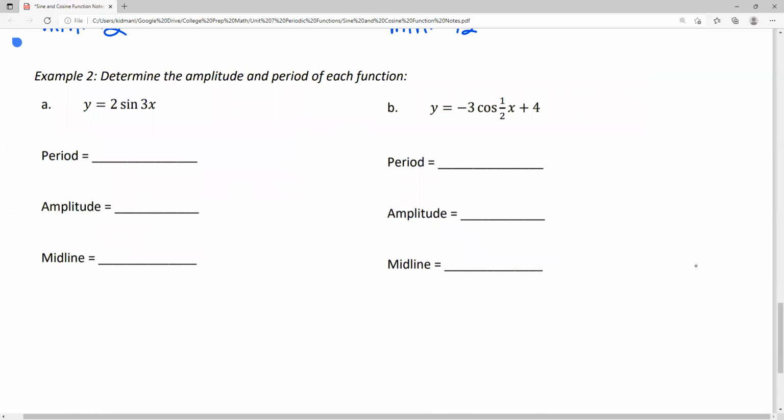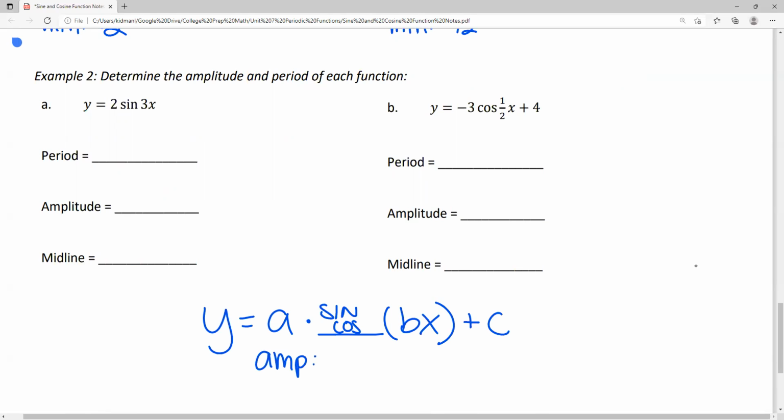Okay, now if I wanted to find the amplitude and period and midline of a function that looked like these, I would base it on the information that we had before. So if you go back to your previous page of notes, or if you look up above, remember that we have these general forms: y equals a times sine or cosine, whichever one you want, and then on the inside, we get that bx plus c. Now remember, our amplitude is going to be the absolute value of a. Our period is going to be 2 pi divided by b, and our midline is going to be at c.